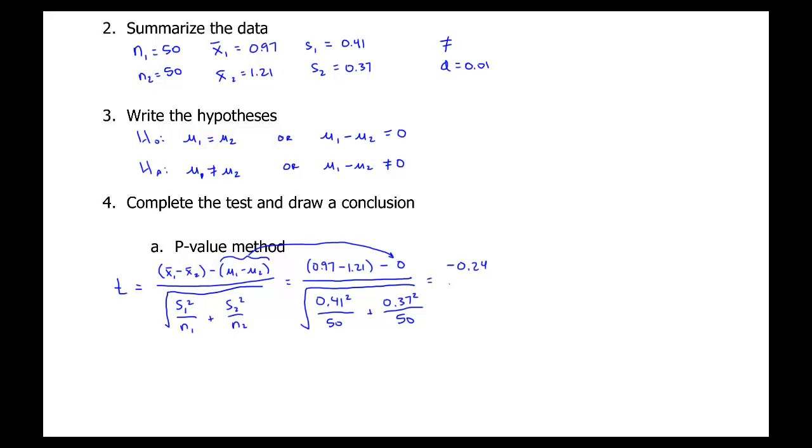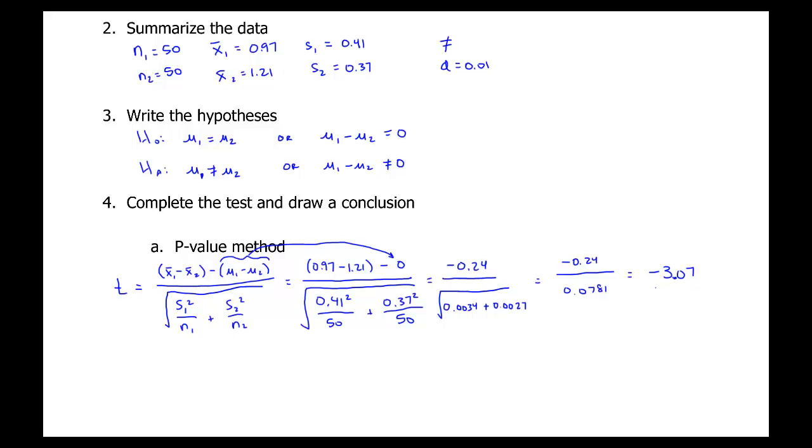Again, if you're doing problems like this with your calculator, do the parts and keep all the parts separate as you go. It'll reduce the errors that you make. So there is our value for t, negative 3.07.